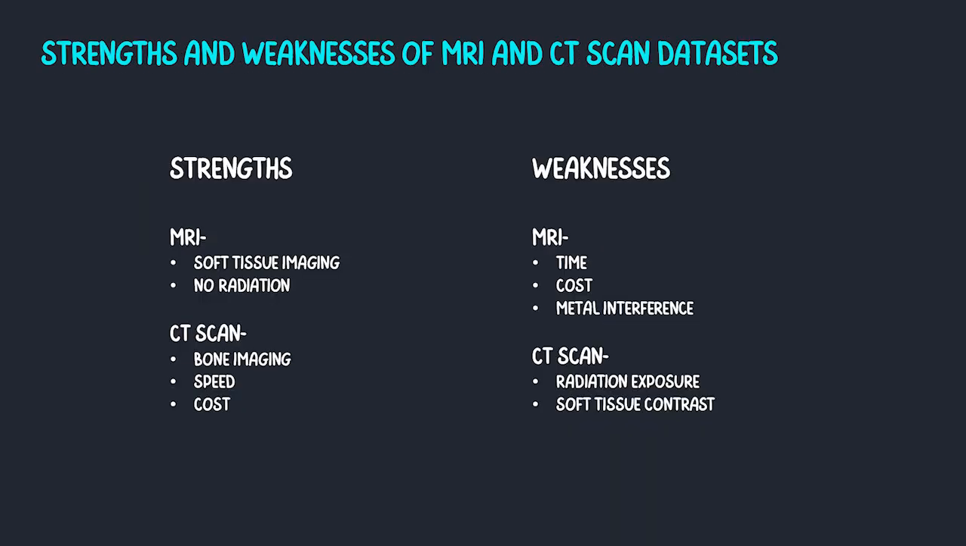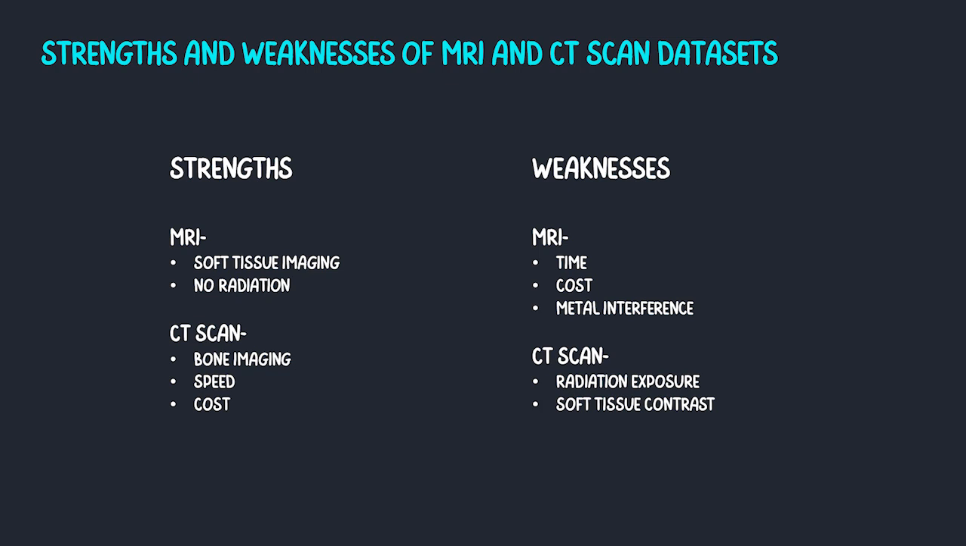Strengths and weaknesses of MRI and CT scan datasets. MRI and CT scan datasets have distinct strengths and weaknesses. MRI excels in imaging soft tissues and organs without using radiation, making it safe for patients. However, MRI scans are time-consuming and more expensive than CT scans. Additionally, MRI cannot be used with certain metal implants.